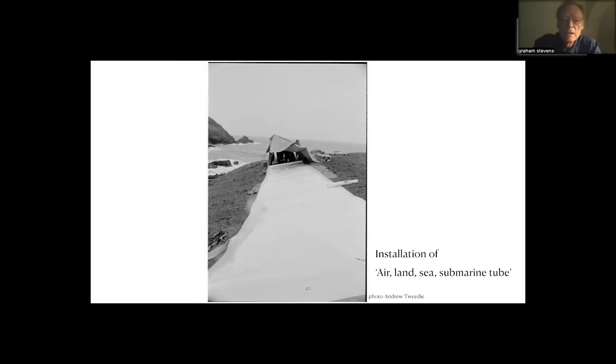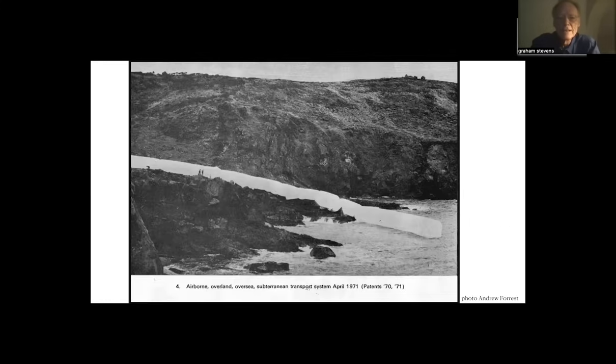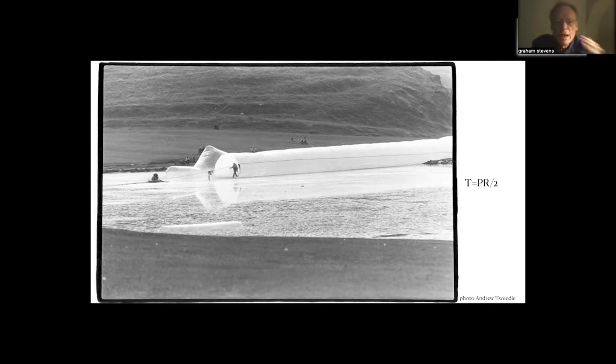That's part of the erection process, and that is the evening entertainment. One of our group was the rock star Mike Welsh, who wrote Waterloo Road. It shows the scale of the tube. This is all in the movie. That's in Edinburgh, walking on water.